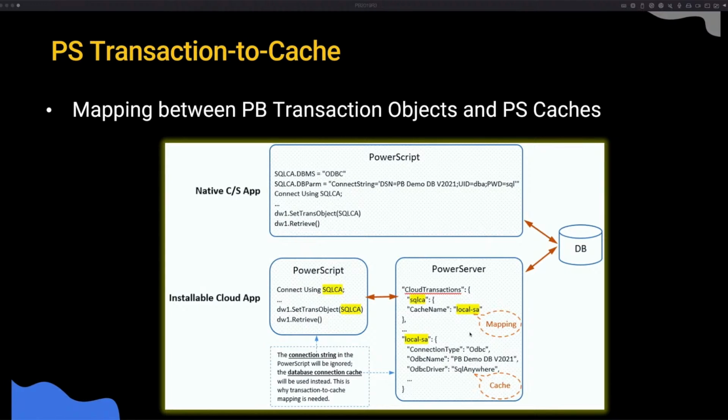So this is called a static database connection because the connection configuration, including connection cache settings and transaction-to-cache mappings, is created before the app is running in the database page of the project painter, and it gets deployed to the PowerServer C# solution.